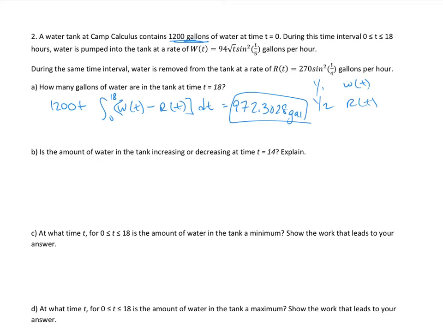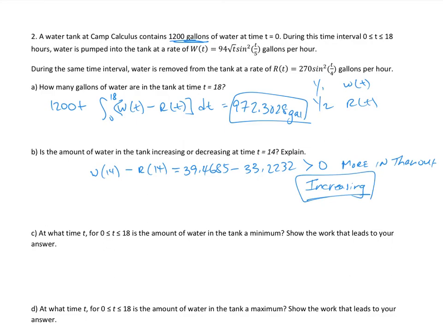Is the amount of water in the tank increasing or decreasing at the time t equals 14? Explain. So we need to find the rates. The rates will tell us if the amount is increasing or decreasing. So what we need to do is say W of 14 minus our R of 14. Plug these values in, and you are going to get 39.4685 minus 33.2232, which is going to be greater than 0. So more in than out. So we are increasing.